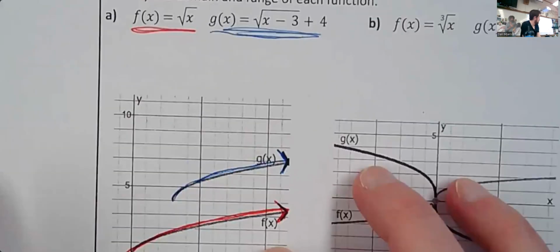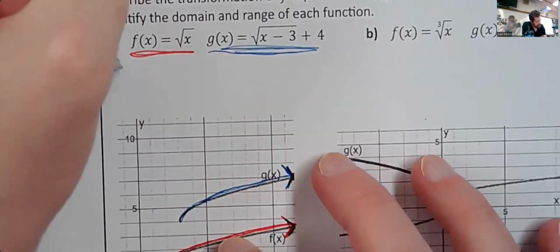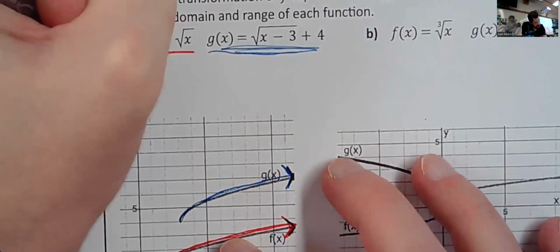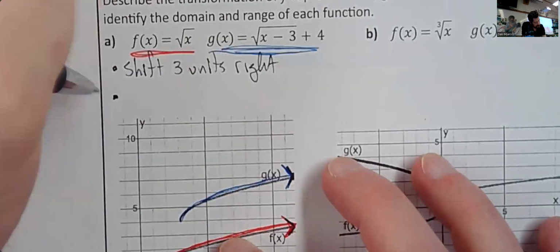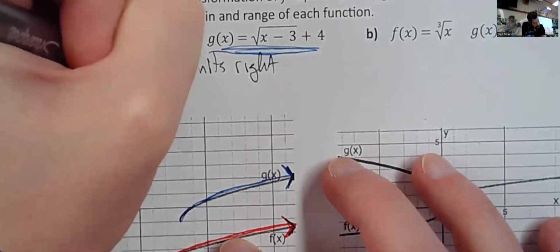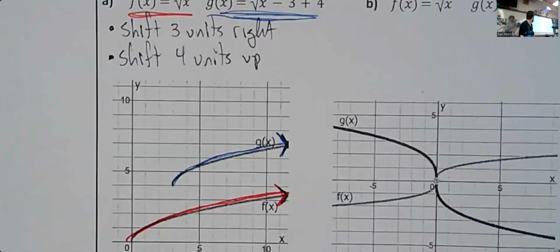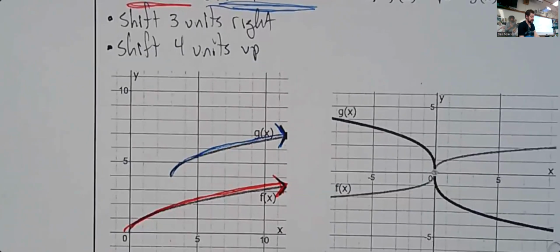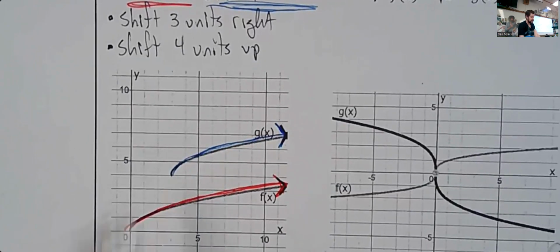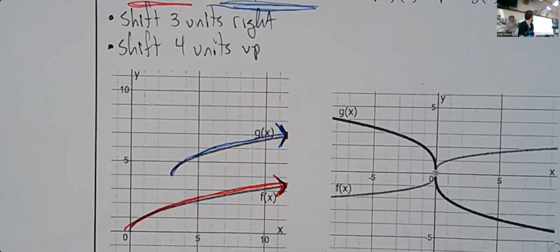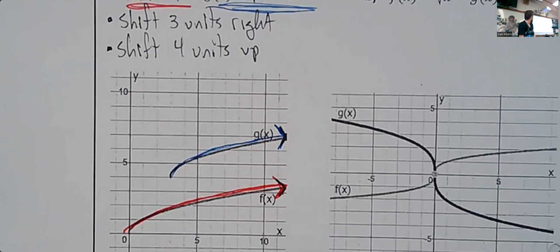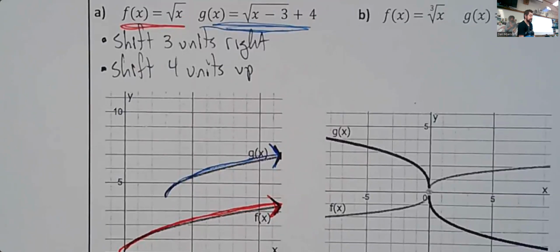So it's a shift. Let's do bullet points: shift 3 units right. What else? 4 units up. Good. So shift 4 units up. And I think that's pretty clear, because if you can see where it starts and where it ends, right 3 up 4, right? You can double check that on your graph as well. It's not too much different. The domain and range, though, are going to be a little bit different. So let's talk about those for a second.